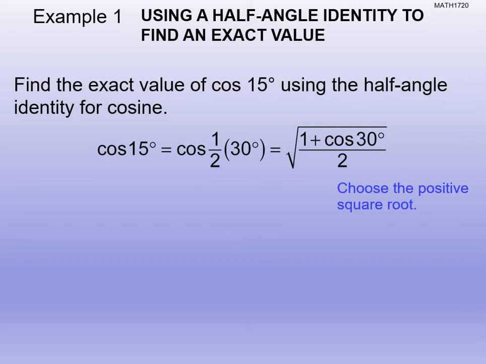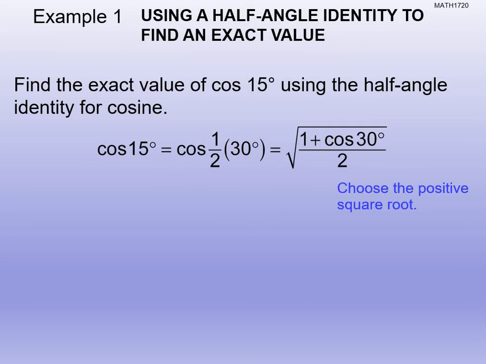The 30 represents our a. So remember, it's cosine of a over 2, and 30 is our a here. Since we are doing 15 degrees, we are located in the first quadrant, so we have to choose the positive root. Remember, 30 degrees is a nice triangle that I can work with. We have a 30, 60, 90 triangle, or a 1, square root of 3, 2 triangle.